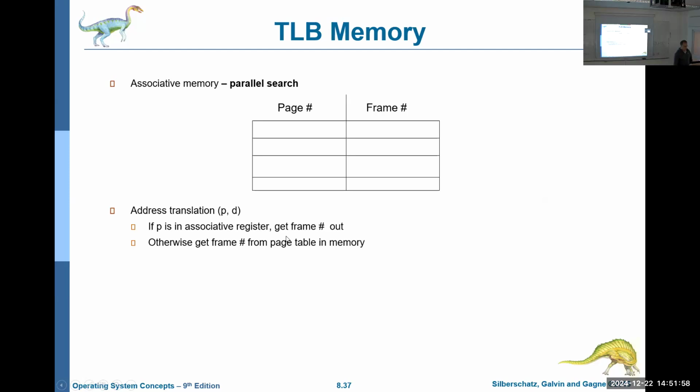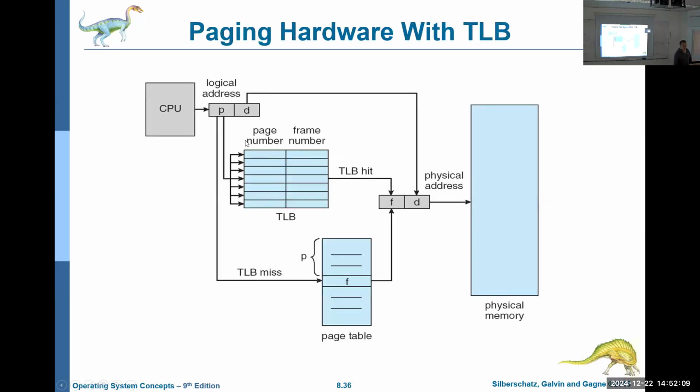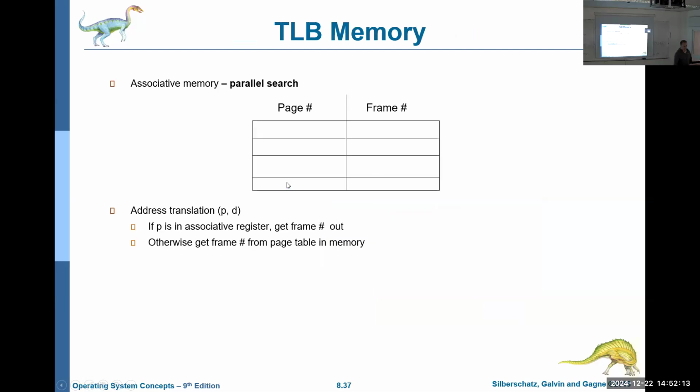P is an associative register. Get frame number out, otherwise get frame number from the page table in memory, right? These are cache or registers for everyone, either way.